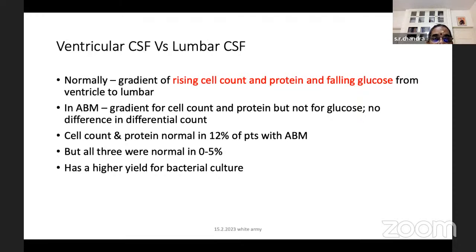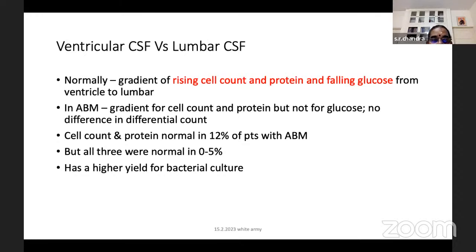Then what is the difference between ventricular CSF and lumbar CSF? You are suspecting meningitis, lumbar CSF is not coming due to some reason like very high CSF protein or you have a block, then we may do ventricular CSF, usually done in children. Normally, there is a gradient of rising cell count and protein and falling glucose from ventricles to lumbar.